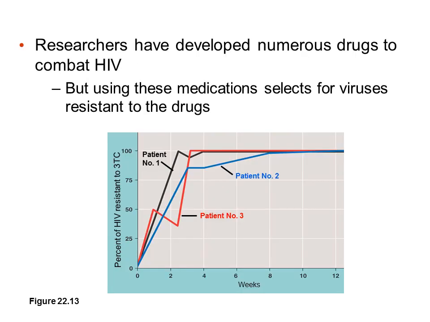Here's a graph that shows HIV in response to medication. On the y-axis is the number of HIV resistant to a specific medication, so the percent of HIV that is resistant to the drugs. Over time, the number of HIV resistant to the medication increases because they are the ones that are selected for.